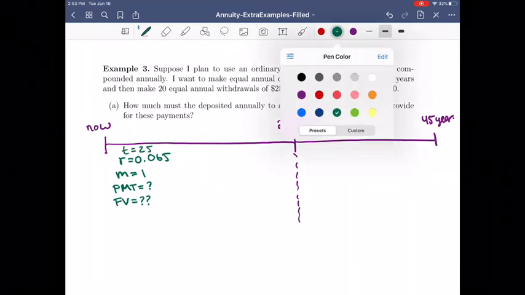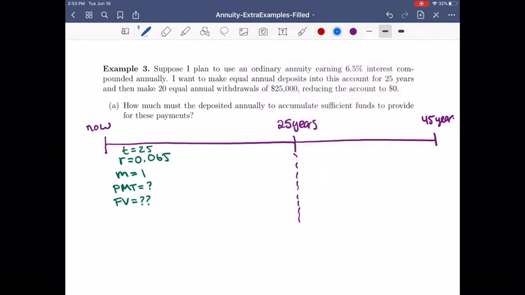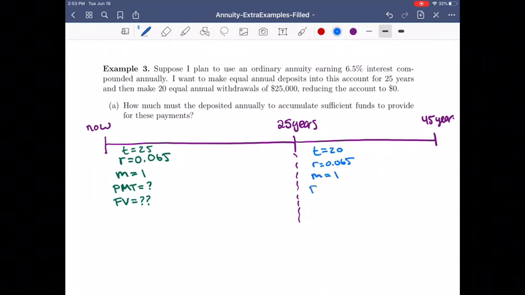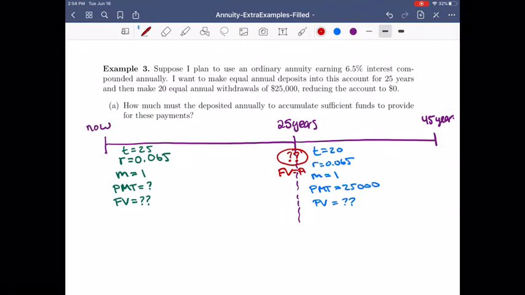Now on the next side, for the 20 years after, we have T is 20 now. The R is the same. The M is also the same. Here, I know the PMT value is 25,000. And the only thing I'm missing is the present value. So what I want to know first is how much have I saved by this time. This is when the future value of the first part equals the present value of the second part.